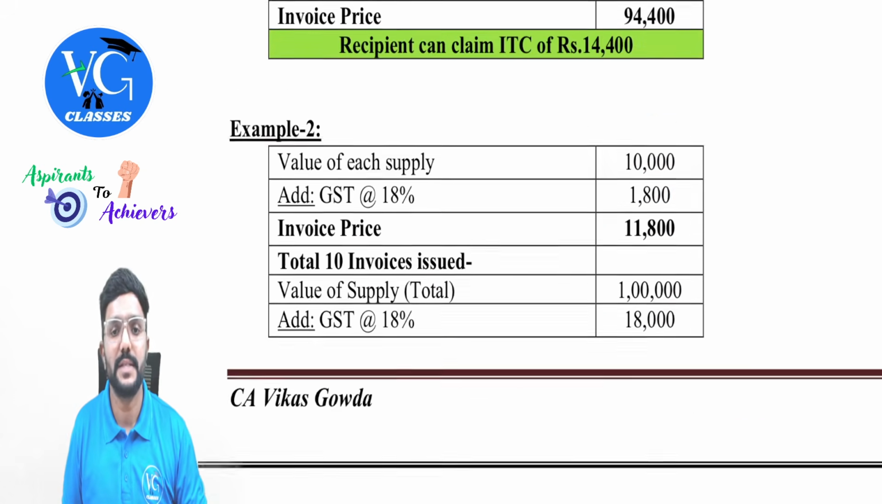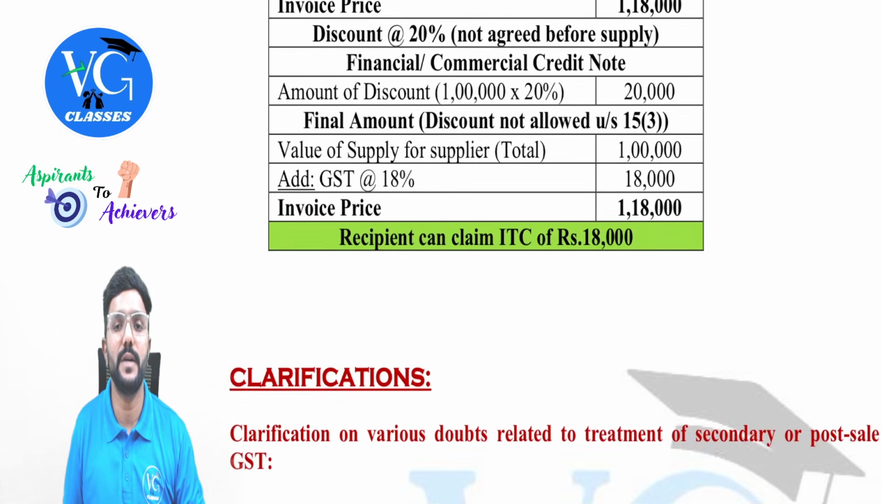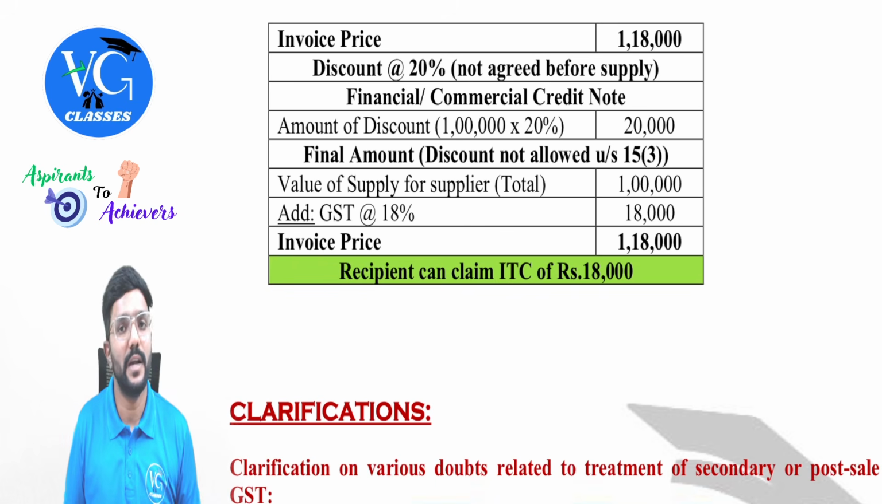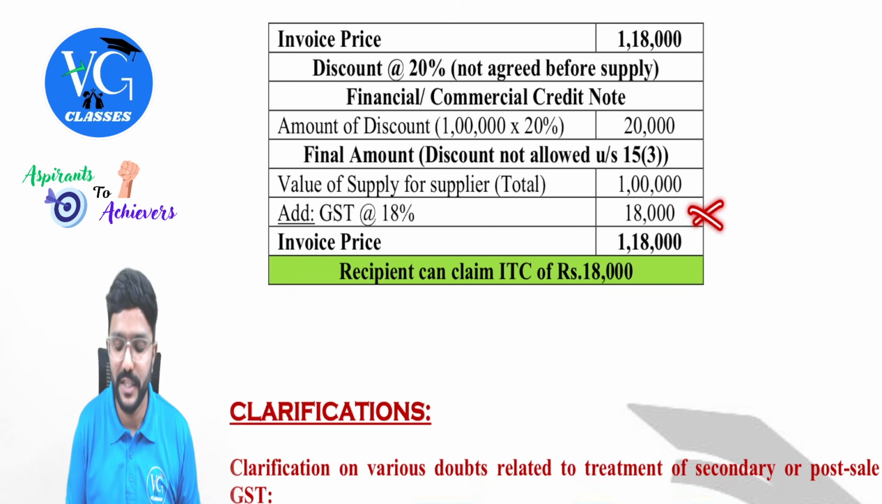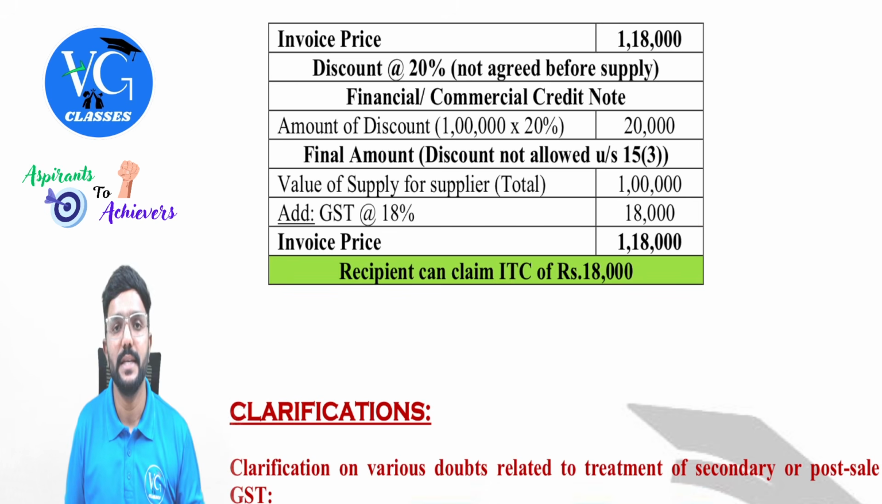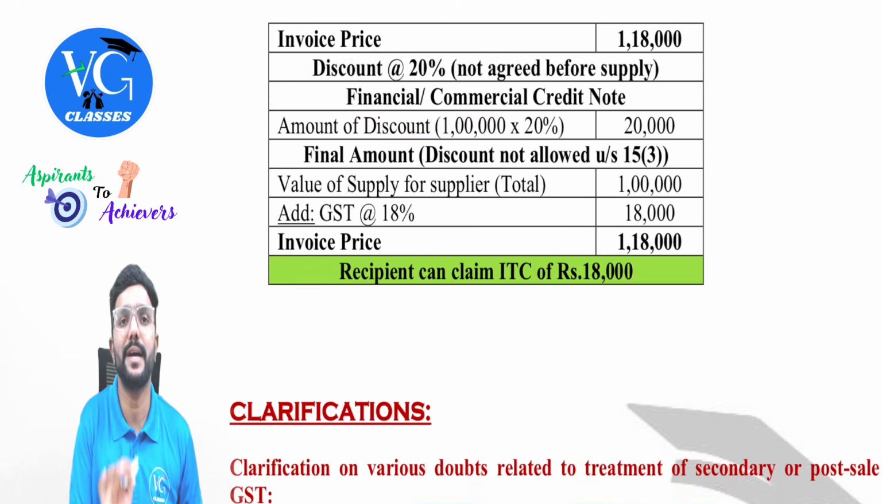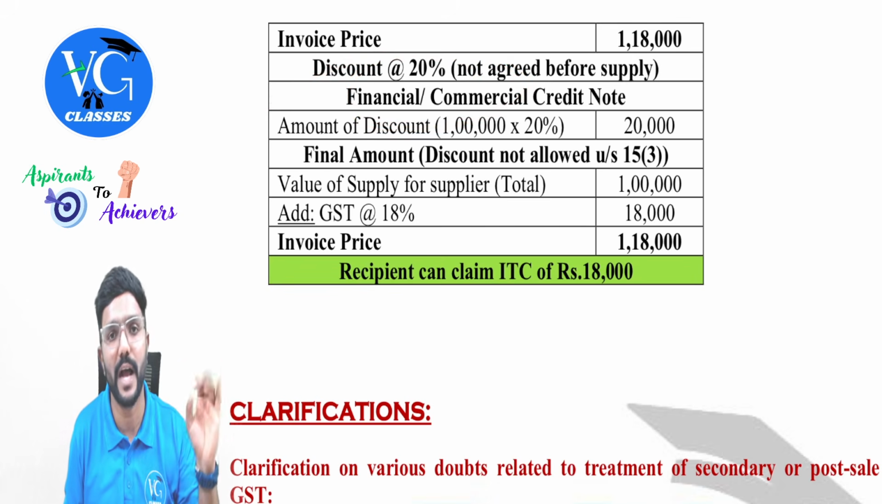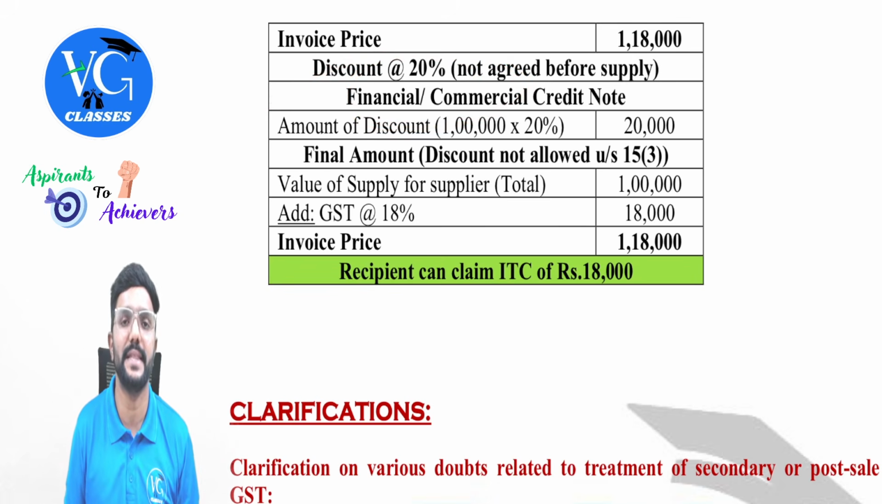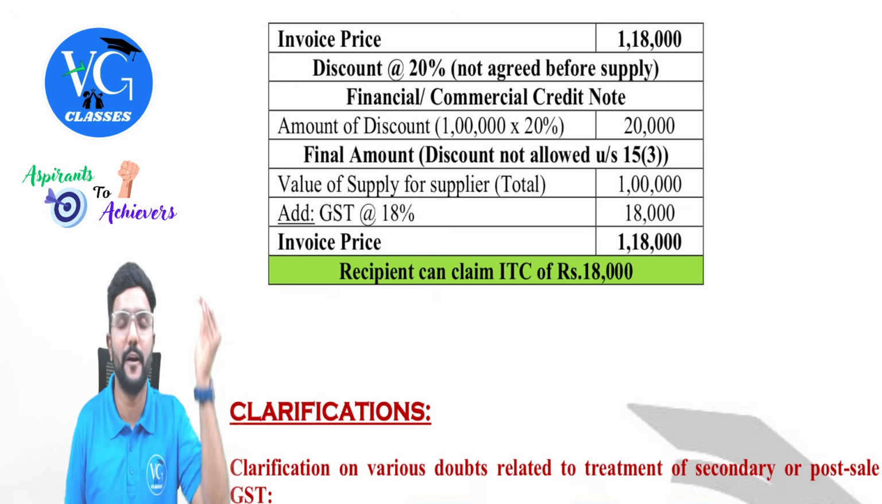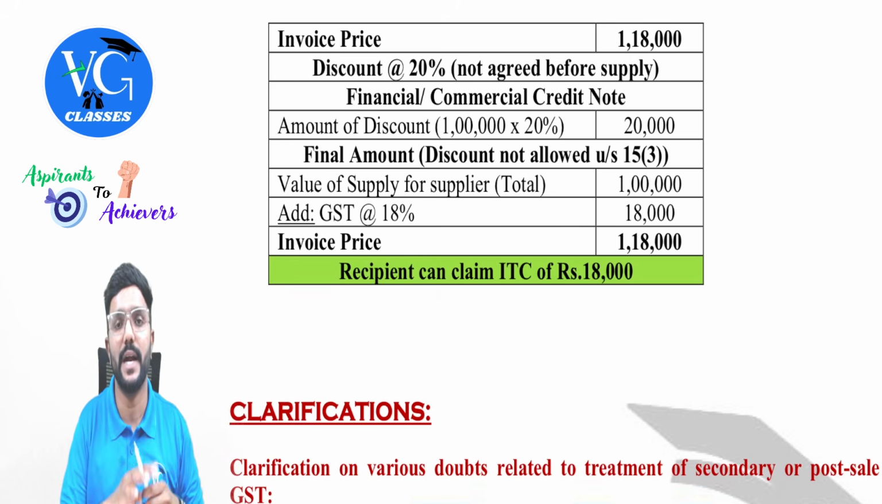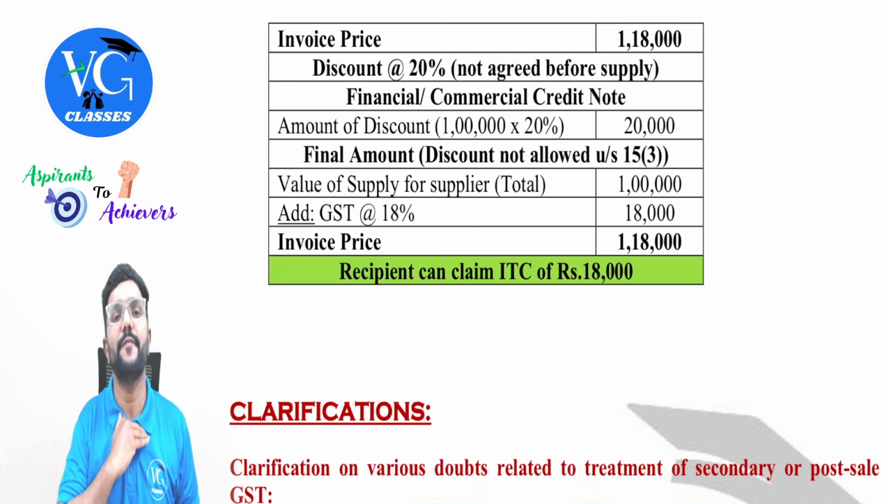Sir, what if the supplier cannot reduce the discount amount from its value? Then accordingly, his output tax will not change. And in that case, the supplier has to issue credit note to the recipient, but that credit note is called financial or commercial credit note, which will not have any GST component in that. Only the discount amount would be mentioned in that case. In such case, the output tax liability of the supplier will not be reduced, and accordingly, recipient can claim full credit.